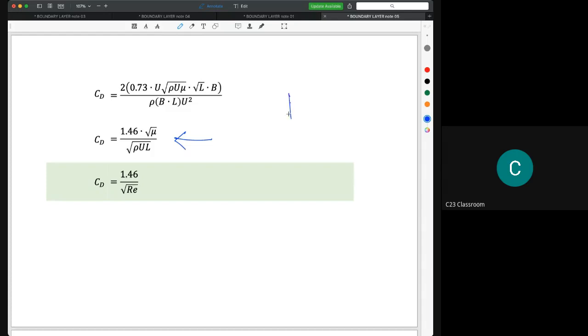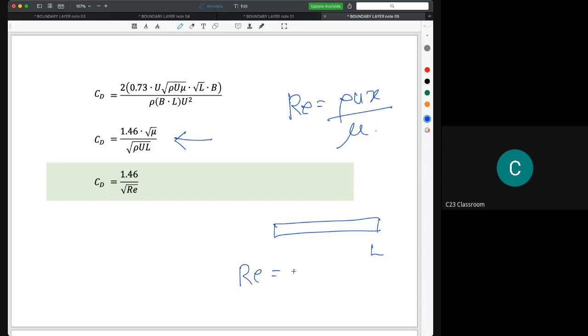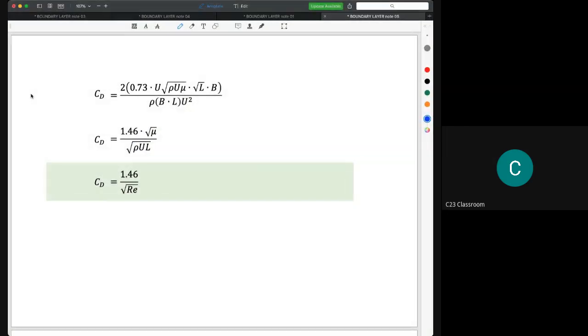Okay, so previously our Reynolds number is rho UX over mu. Okay, then kita kata oleh kerana panjang plate tersebut adalah L, oleh itu kita boleh menukar nilai Reynolds number menjadi rho UL over mu. So jadi di sini kita tukar rho UL mu menjadi Reynolds number. Oleh itu kita boleh simpulkan bahawa for second order polynomial velocity profile, the drag coefficient is 1.46 over square root Reynolds. So this is the value for second order polynomial.